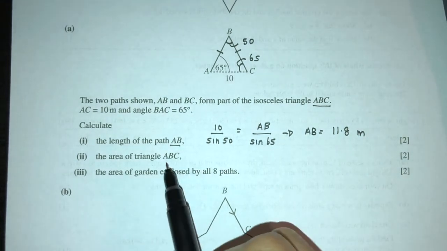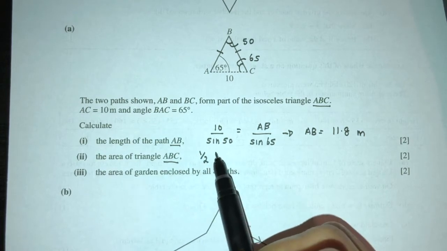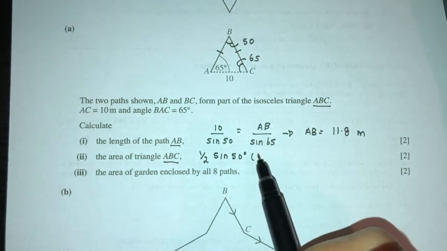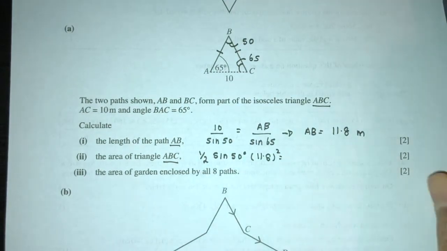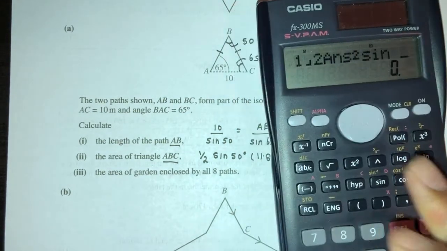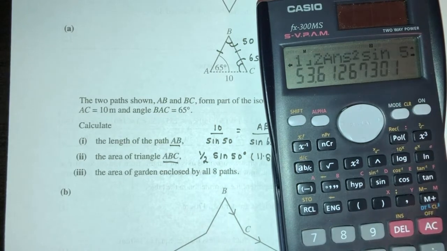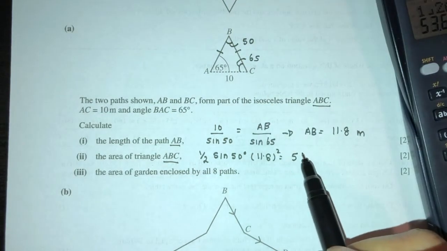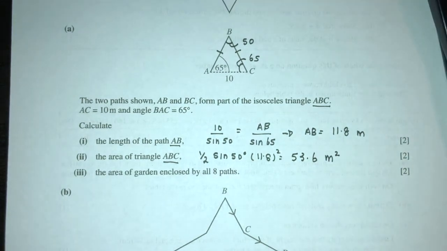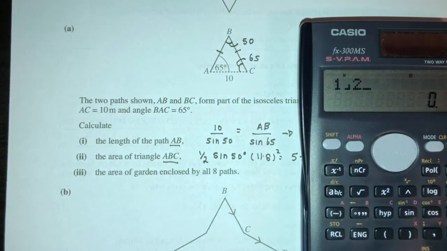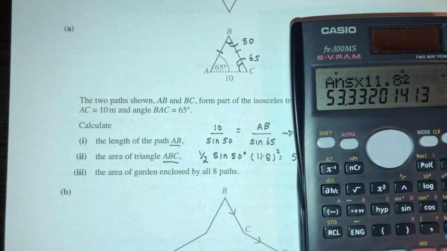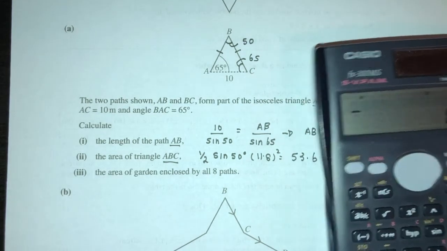Now we have to find the area of triangle ABC. The formula is half times sine of the angle 50 times the two sides, that will be 11.8 squared. Half times answer squared times sine of the angle 50 degrees, that will be 53.6 meters squared. That's the area of the triangle ABC. Let's try again. Half times sine of 50 times 11.8 squared, 53.3.